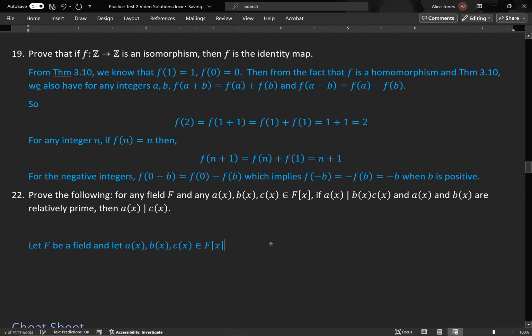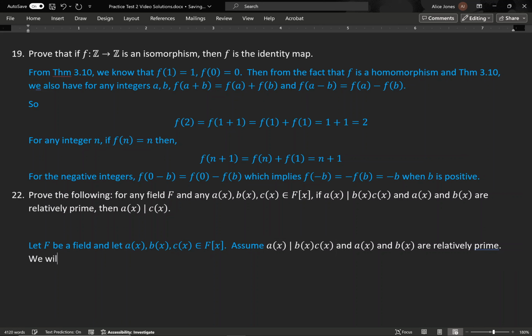It's blue. Okay, and then I'm going to go ahead and assume the "if" part. So assume everything after "if" until the word "then." Okay, so just copying that. And then we will show, and that's going to be this part.